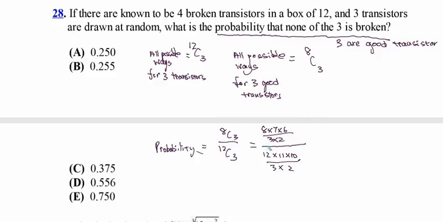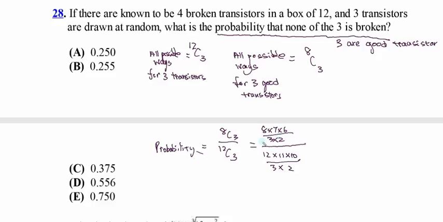Okay, now so 8C3, how many ways to select a good 3 out of the 8 good ones? Okay, then 12C3 is without restriction. Okay, all the possible ways. So the probability is this over this.